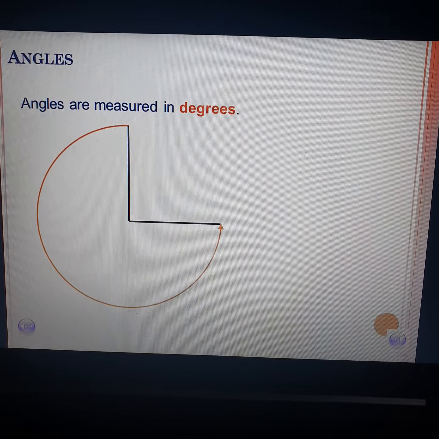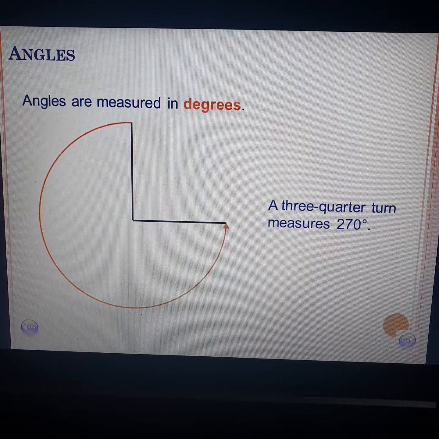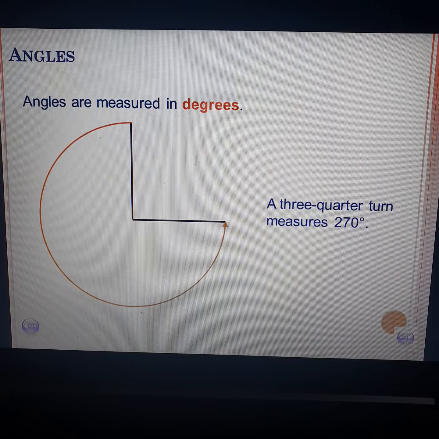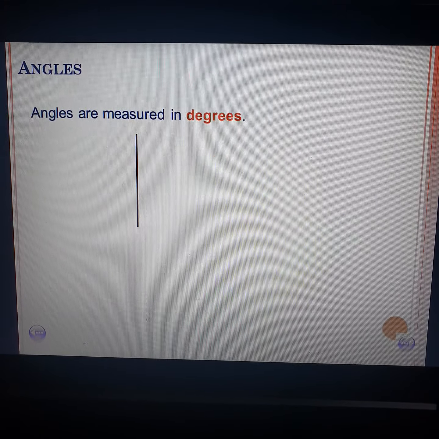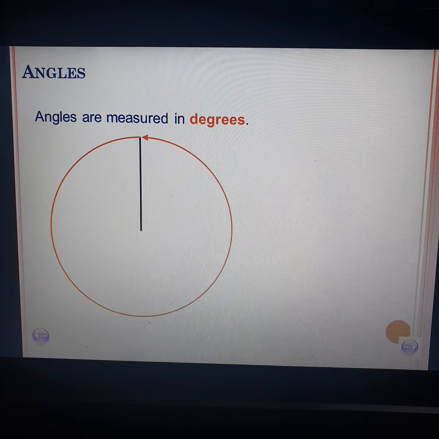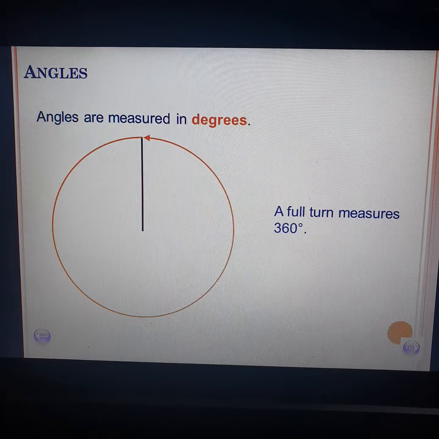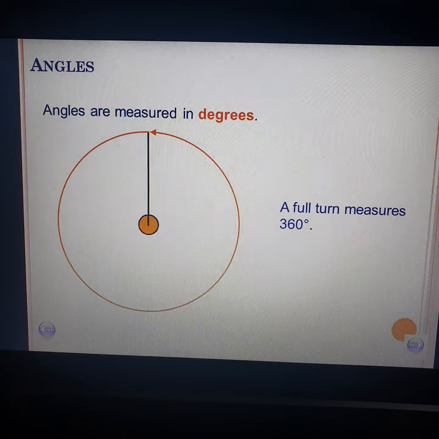An angle that's 3/4 of a full rotation measures 270 degrees. Okay. And then a full rotation or a full turn measures 360 degrees.